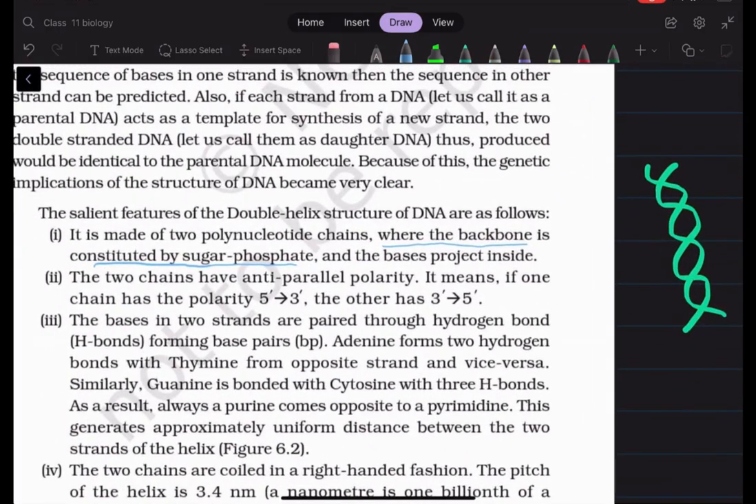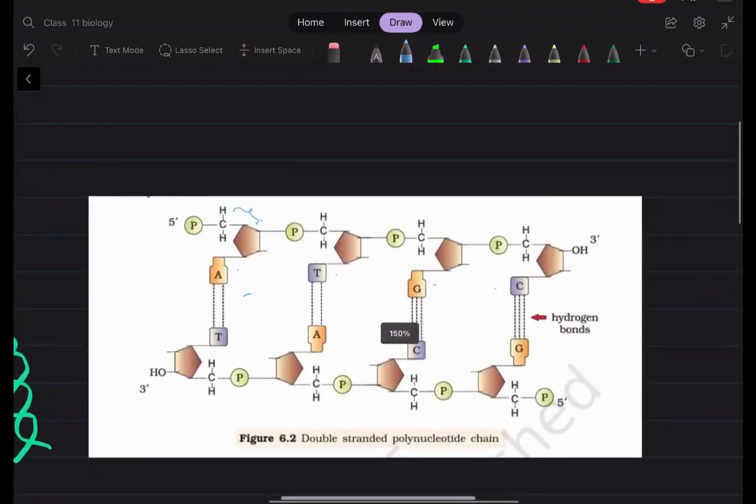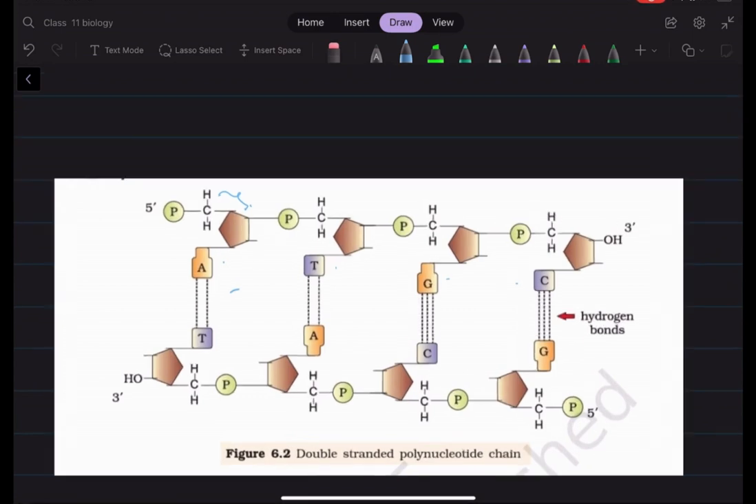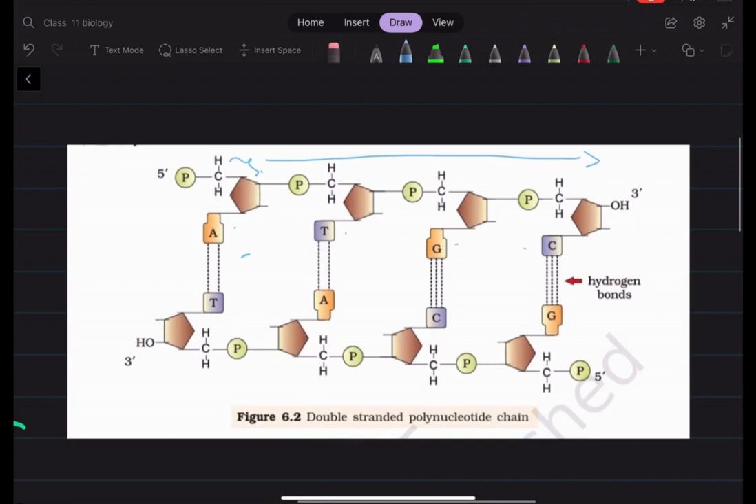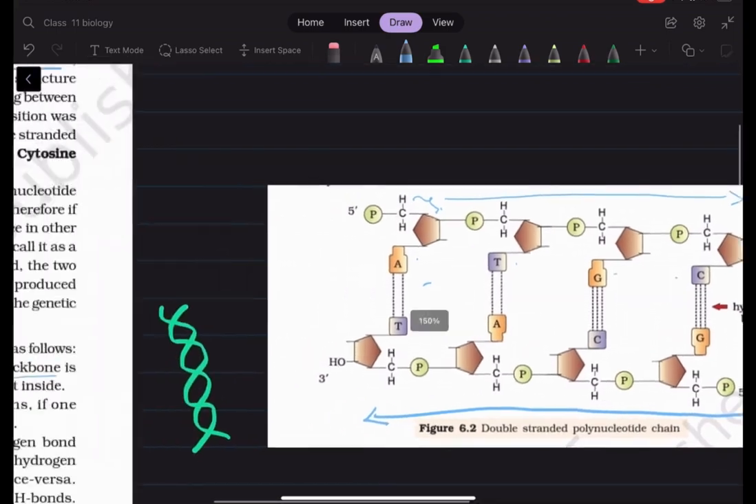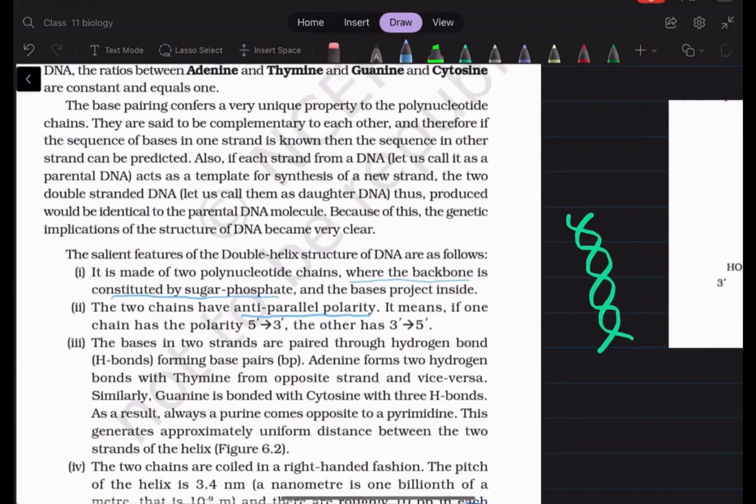The second point says that they have anti-parallel polarity. What does this mean? They run parallel to each other but in opposite directions. You can see this strand runs from 5' to 3' towards the right, and this strand runs from 5' to 3' towards the left. This is the anti-parallel polarity we're talking about.